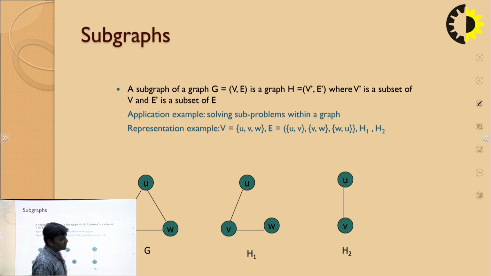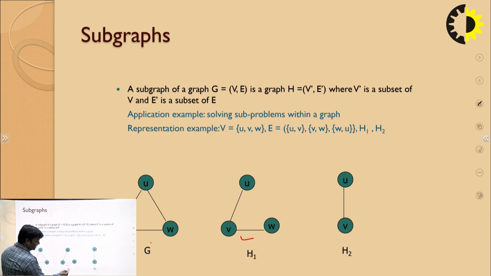Next topic, subgraph. A subgraph of the graph G is a graph H where the vertex set V' is a subset of V and E' is a subset of E. Here we can see that if we take some part of a graph G as a graph, then this graph is known as a subgraph of G.